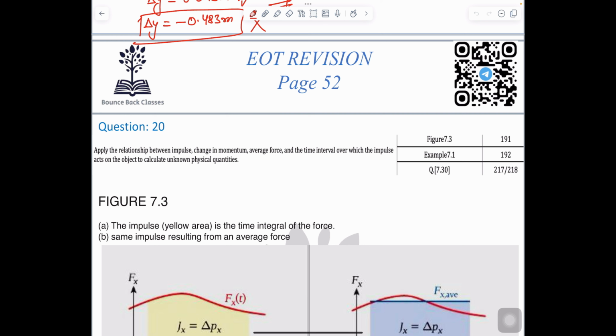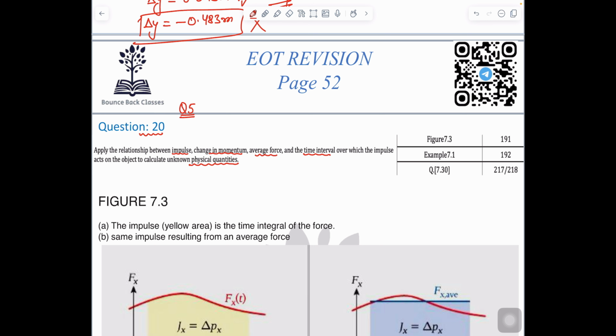Hello students, today we are on the last question of the EOT. That is your question number 20, and for your writing part this is your question number 5, and this is the last question. So guys, what we need to understand in this: apply the relationship between the impulse, change in momentum and the average force, and the time interval over which the impulse acts on the object. Calculate the unknown physical quantity.